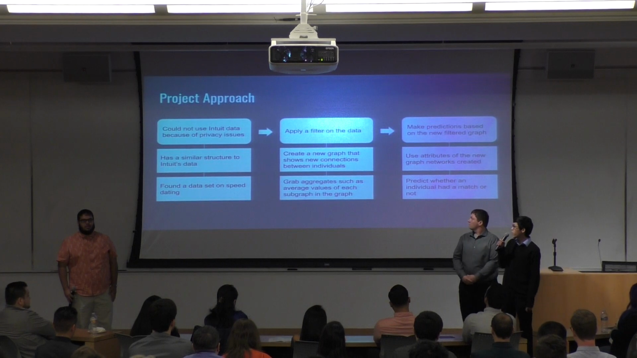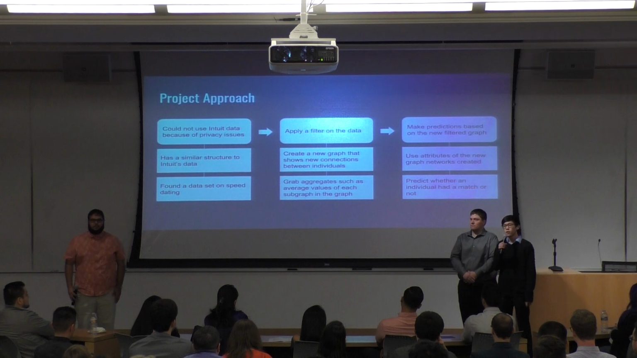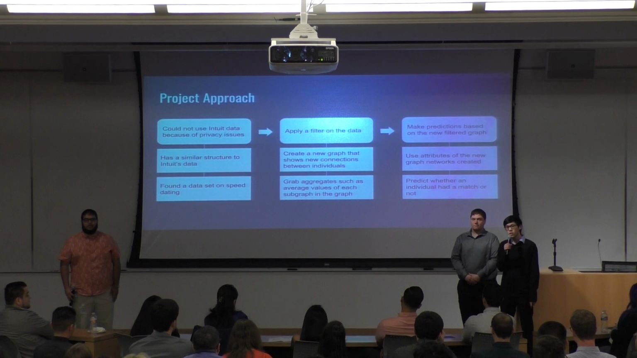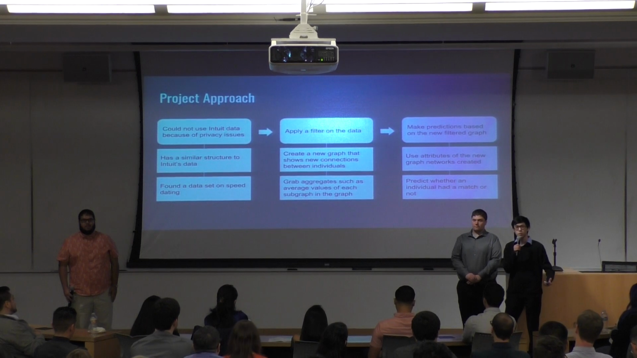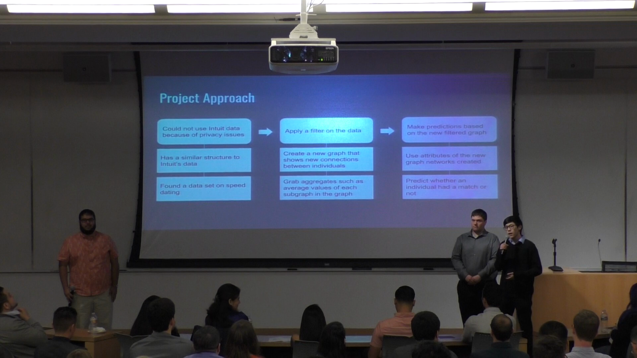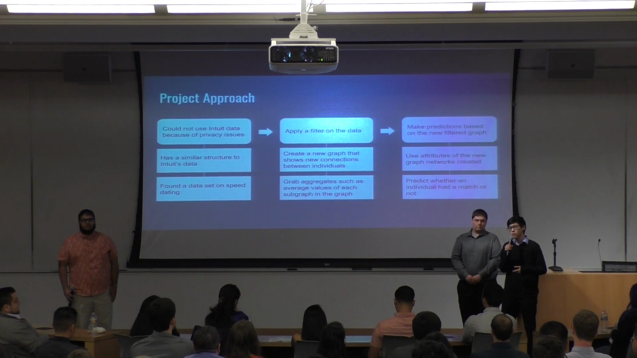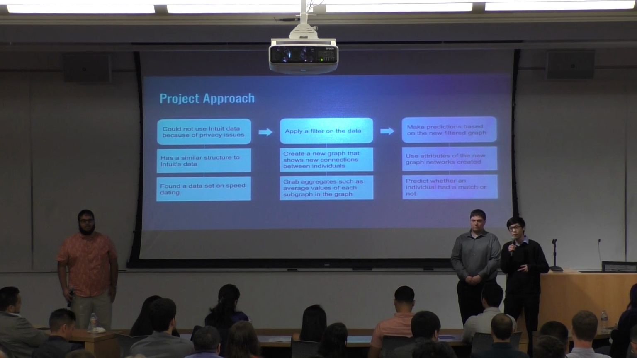As for the approach to our project, first we couldn't use Intuit's data because it contained sensitive client information. So we had to find our own data set which had a similar data structure to their data, and we settled on a data set on speed dating. Now, rather than using it to find fraudulent people in speed dating, we use it to predict whether someone has a match or not at a speed dating event, and that was similar in a way to how you can find a fraudulent account in Intuit's data.